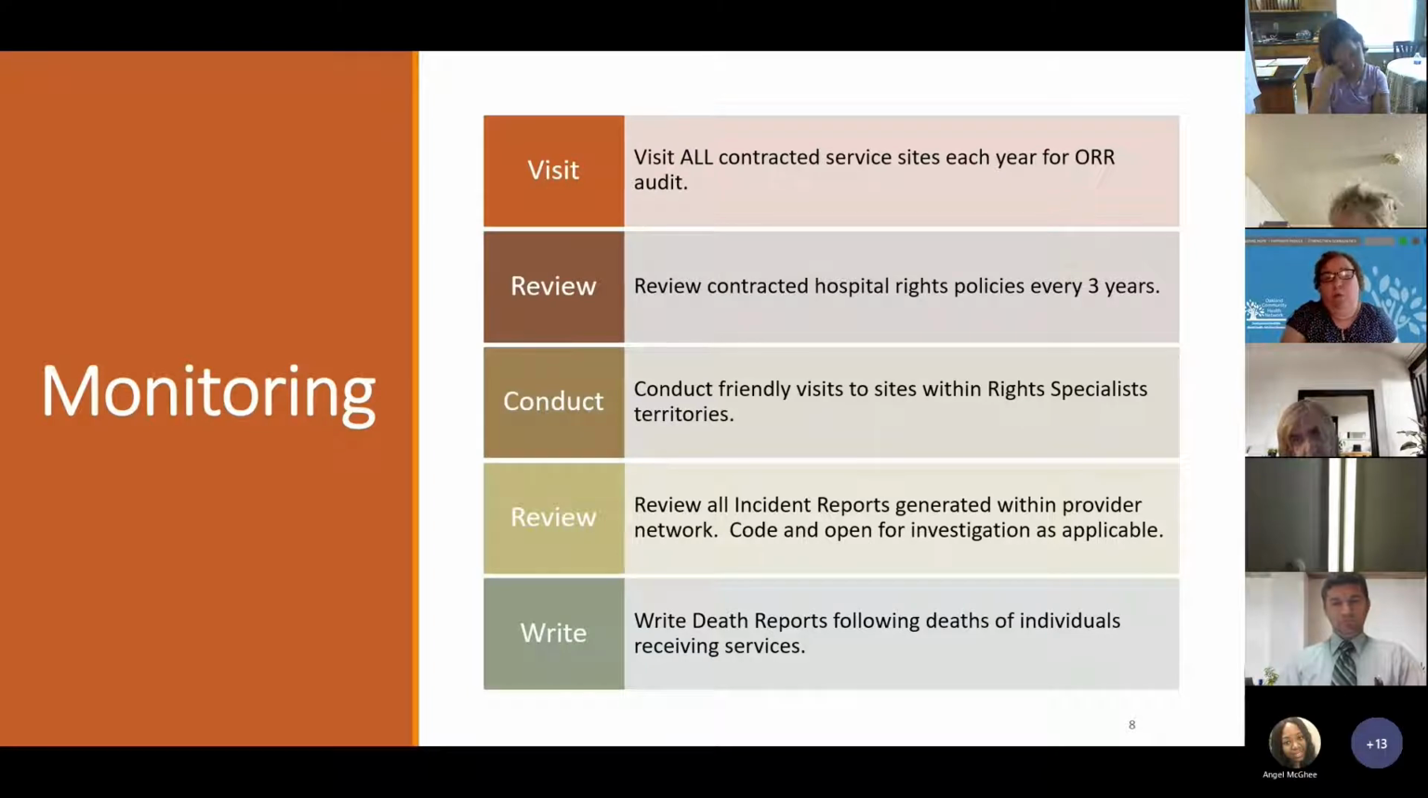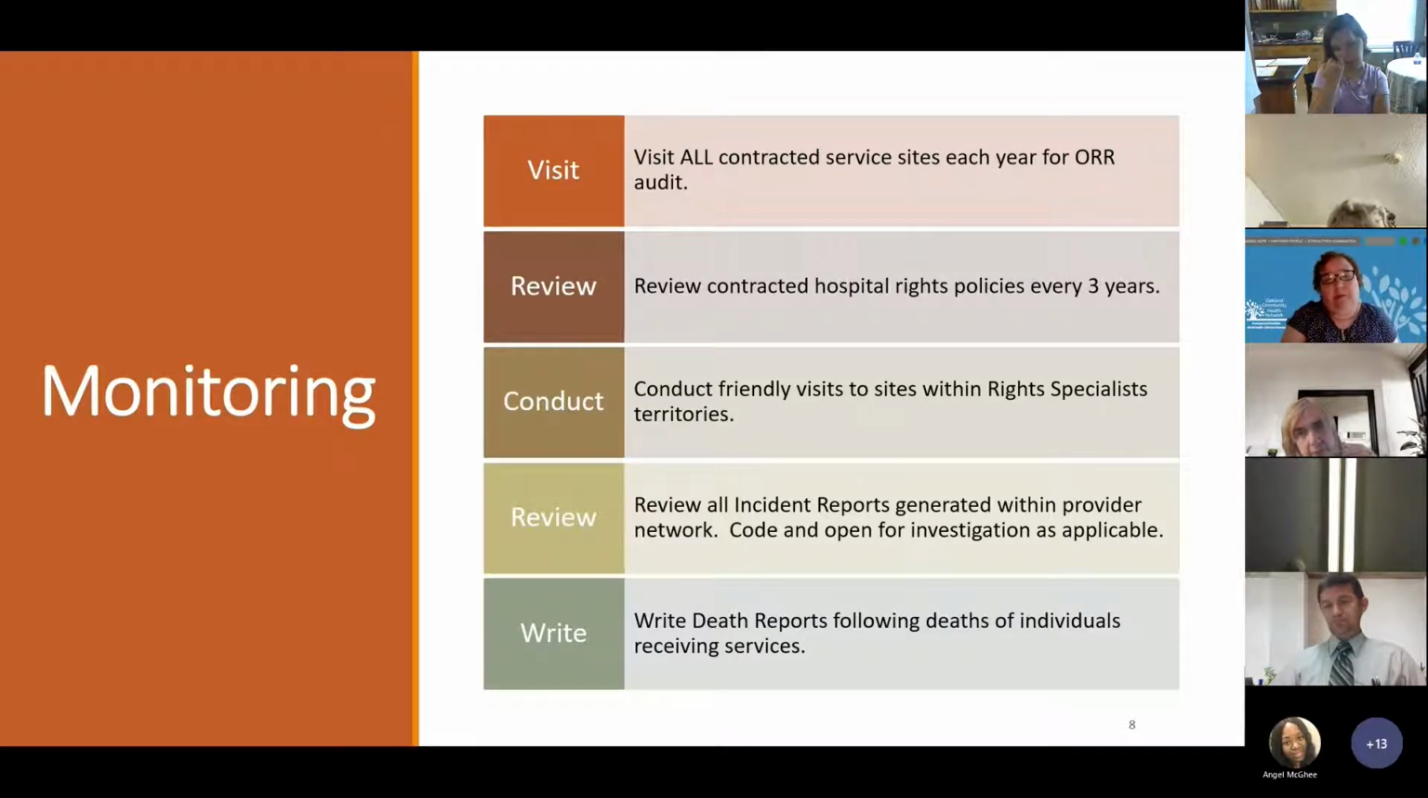We review all incident reports generated from our provider network. We open them, we code them, that basically means that we categorize them, all right, so that we can see what's going on out there, what's being repeated, and what are isolating instances of things happening. And also we can open investigations off of incident reports. All right, but more on that in just a few minutes.